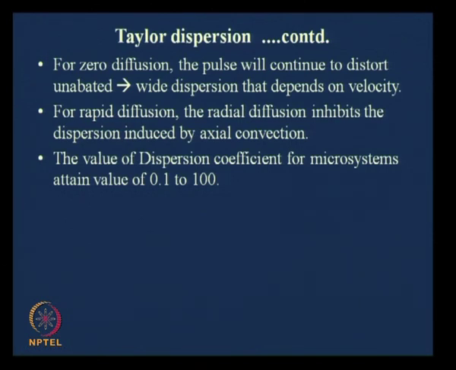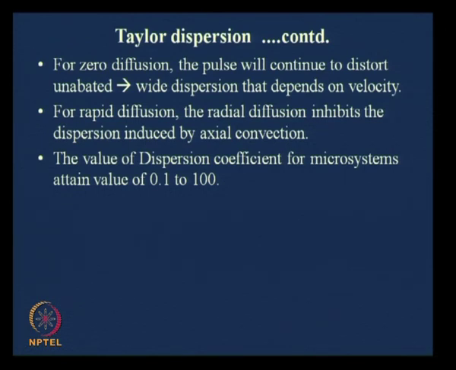If you have a higher velocity, you expect this distortion to be more. For rapid diffusion, the radial diffusion inhibits the dispersion induced by axial convection. So if there is rapid diffusion, the radial diffusion takes control, and the dispersion caused by axial convection does not play a major role. The value of the dispersion coefficient for microsystems attains values of 0.1 to 100, that is just a fact.